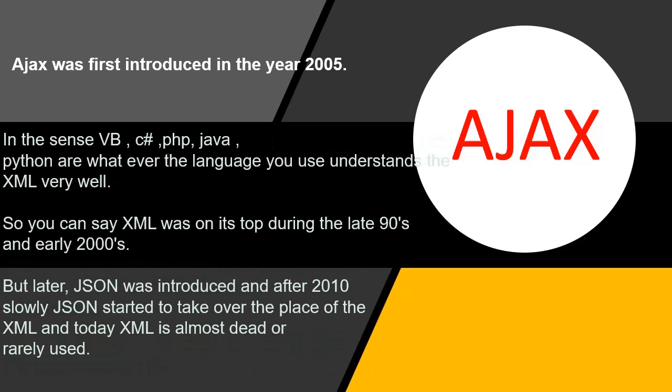In the sense, VB, C#, PHP, Java, Python, whatever the language you use understands the XML very well. So you can say XML was on its top during the late 90s and early 2000s. But later JSON was introduced, and after 2010 slowly JSON started to take over the place of the XML, and today XML is almost dead or rarely used.